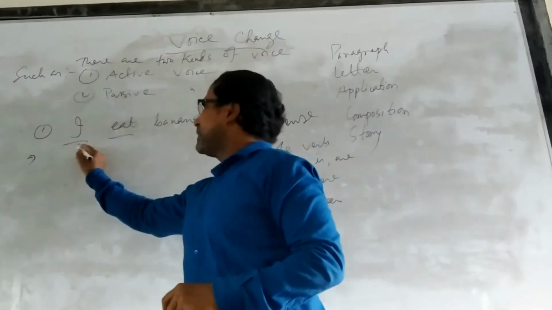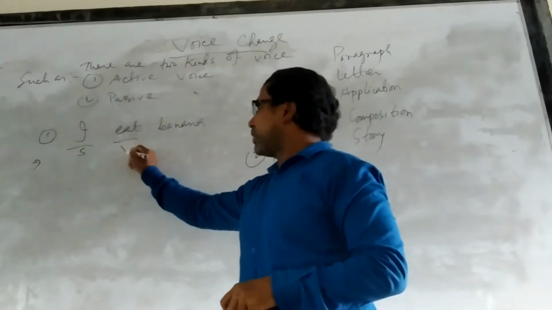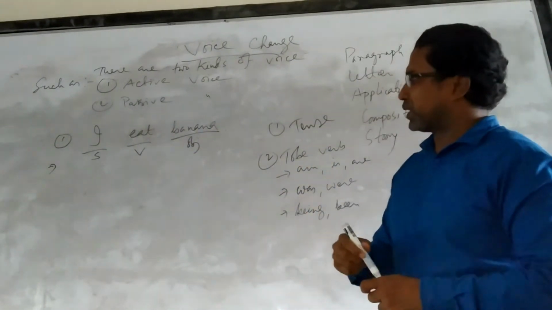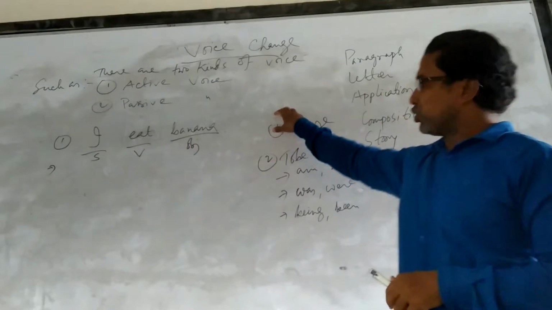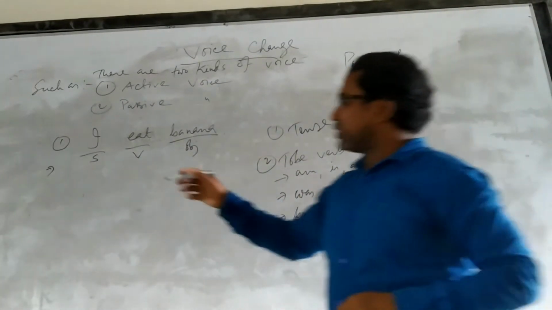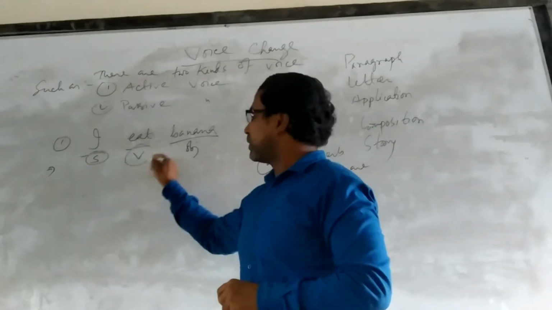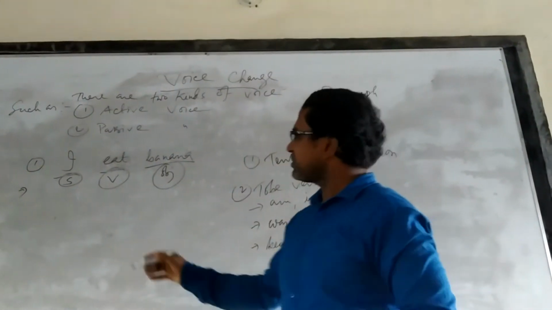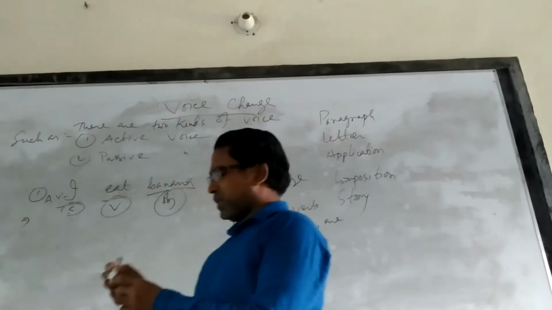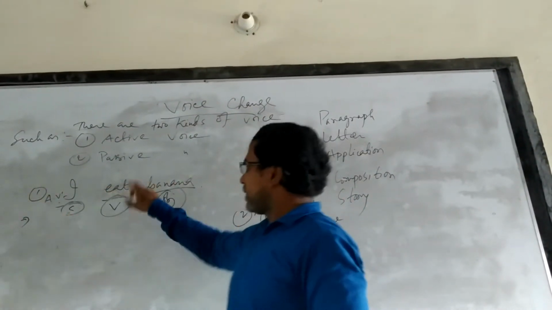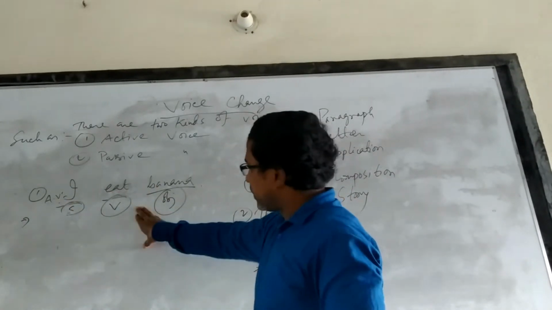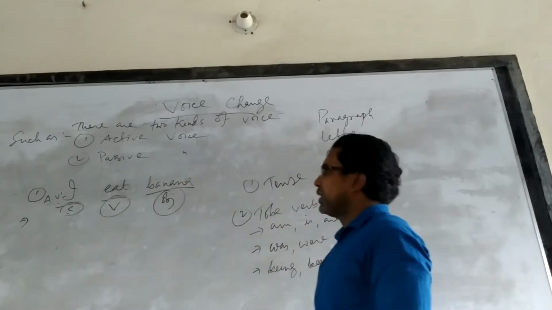What is this? I is the subject here. Eat is the verb here. And the object is banana. And you can find some extension in the sentence, that means, I eat banana in the morning with my family members, whenever I take breakfast. We need only three things here: the subject, verb and object. So it is active because the subject is I, because the verb is done by I. So I is the subject here, eat is the verb and banana is the object.